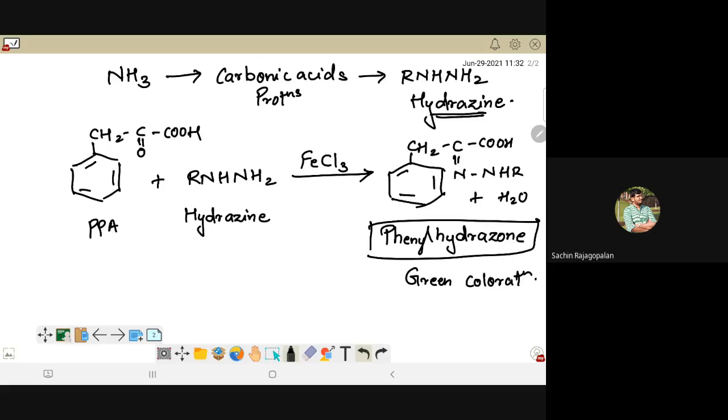So you have hydrazine that is formed, which interacts with PPA, condenses in presence of FeCl3, and gives you phenyl hydrazone. So hydrazine to hydrazone conversion cannot take place in absence of FeCl3. Please remember this, because FeCl3 is basically a chelating agent, and it is responsible for chelating PPA with hydrazine to give you that strong green color that you see. And for green color to be strong enough, you need to have good exposure to oxygen.